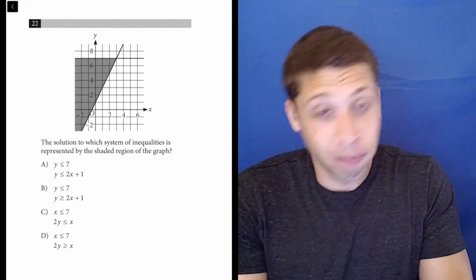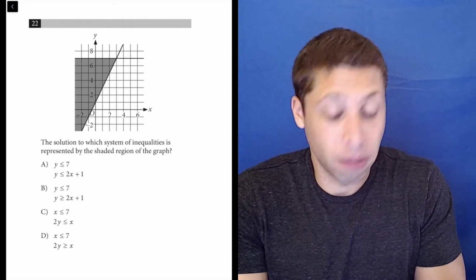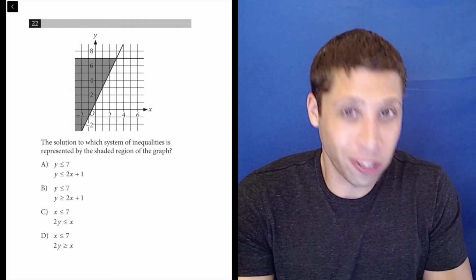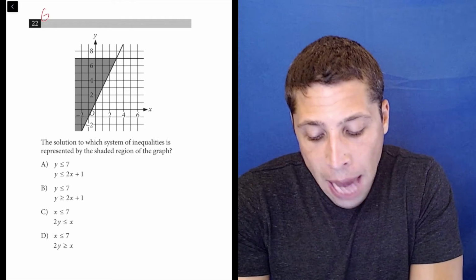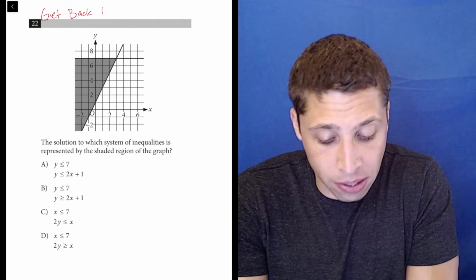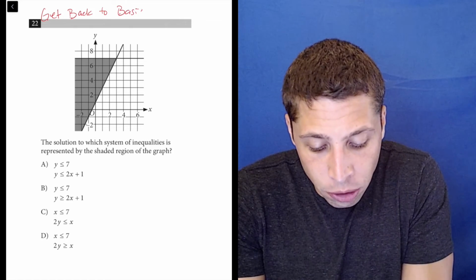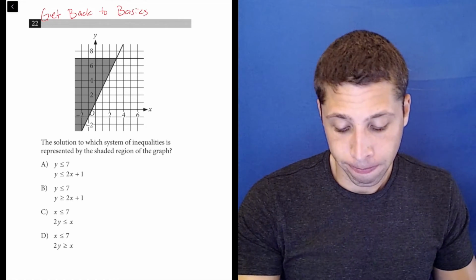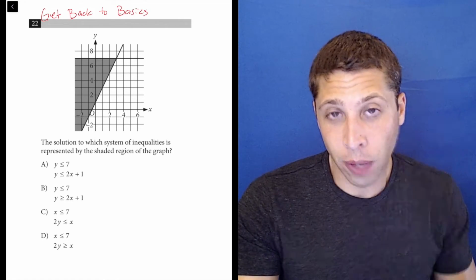What are we looking at here? What do we have a picture of? Well, yeah, there's inequalities, there's shading, there's all this stuff, but at bottom, this question is about lines. So get back to basics, right? We can see that there are two lines that are graphed. Graph the lines. Look at the answer choices.